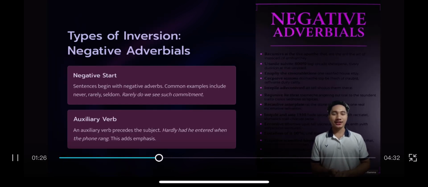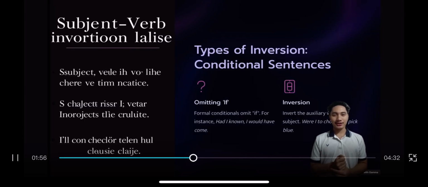There are types of inversions, the first being negative adverbials. In negative starts, sentences begin with negative adverbs. Common examples include never, rarely, and seldom. For example, rarely do we see such commitment. In auxiliary verb use, an auxiliary verb precedes the subject. For example, hardly had he entered when the phone rang. This adds emphasis.